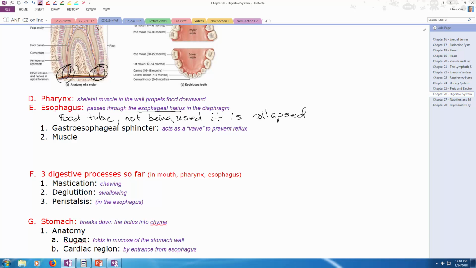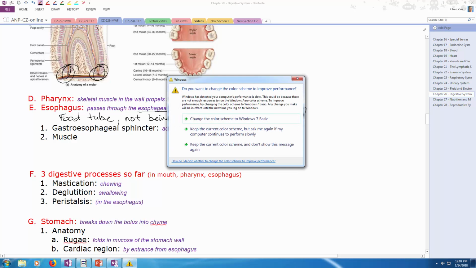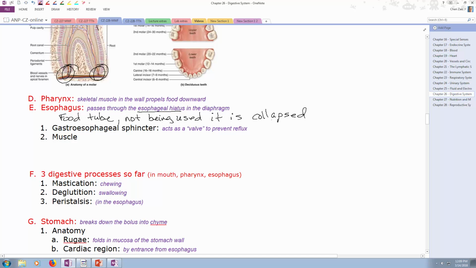At the area where the esophagus joins the stomach, we call that the gastroesophageal sphincter. Some people will also call it the lower esophageal sphincter. I prefer to call it the gastroesophageal sphincter. Our notes say it acts as a valve. Remember this: valves are meant to help things go only one direction to prevent reflux, but it's very weak. It's our weakest sphincter.